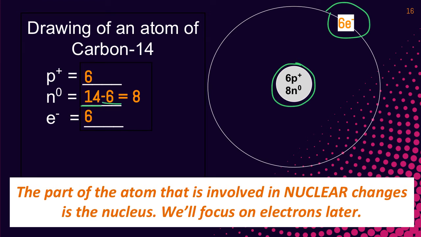We know that in order to find the number of neutrons, we take our mass number, which is written right there, and subtract it from our proton number, which is what makes carbon carbon. So I found this number on my periodic table.